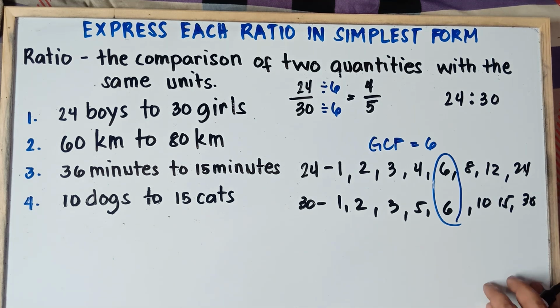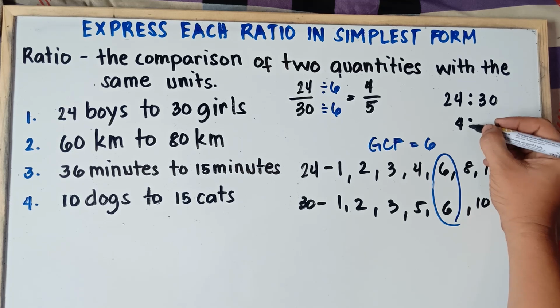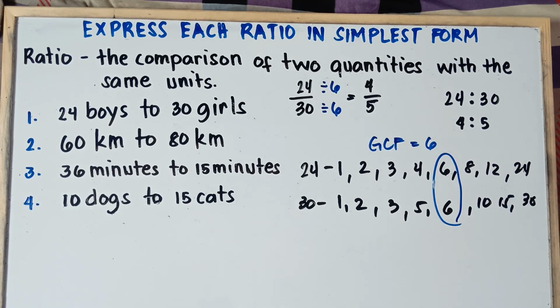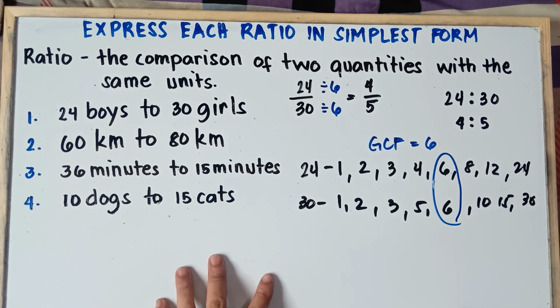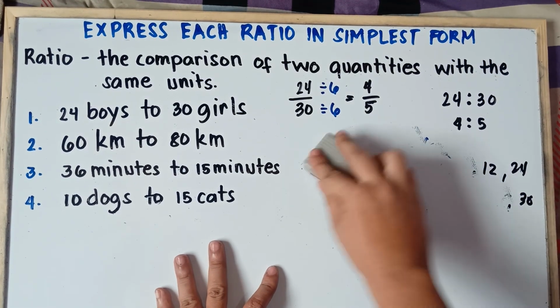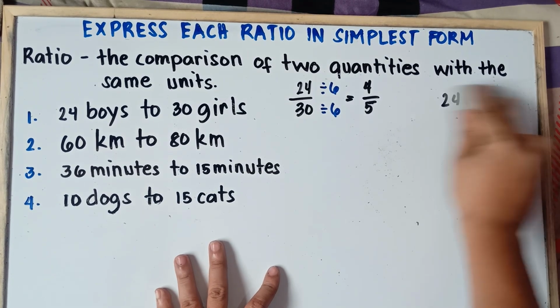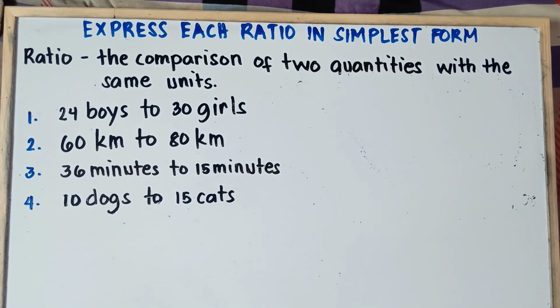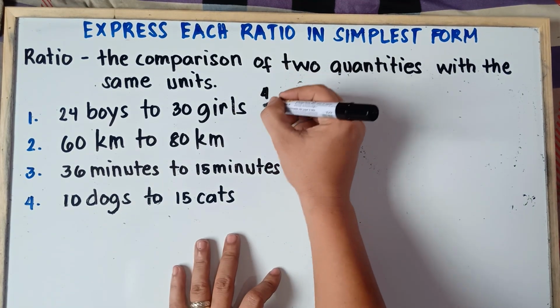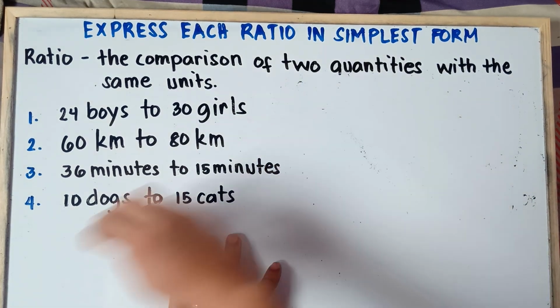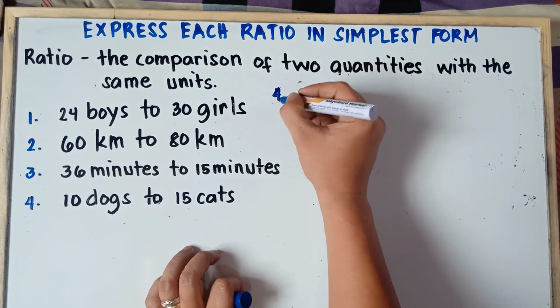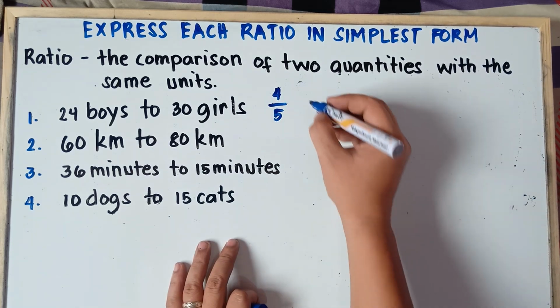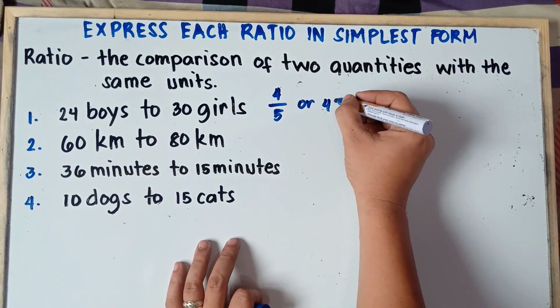We can write this in column form. That would be 4 is to 5. That's it, class. That's the answer for number 1. 4 over 5, or that is 4 is to 5. Easy, right, for number 1? Alright, so let's have example number 2. So once again, our answer for number 1 is 4 over 5. Let me just write it in blue. 4 over 5. Or we can have 4 is to 5.